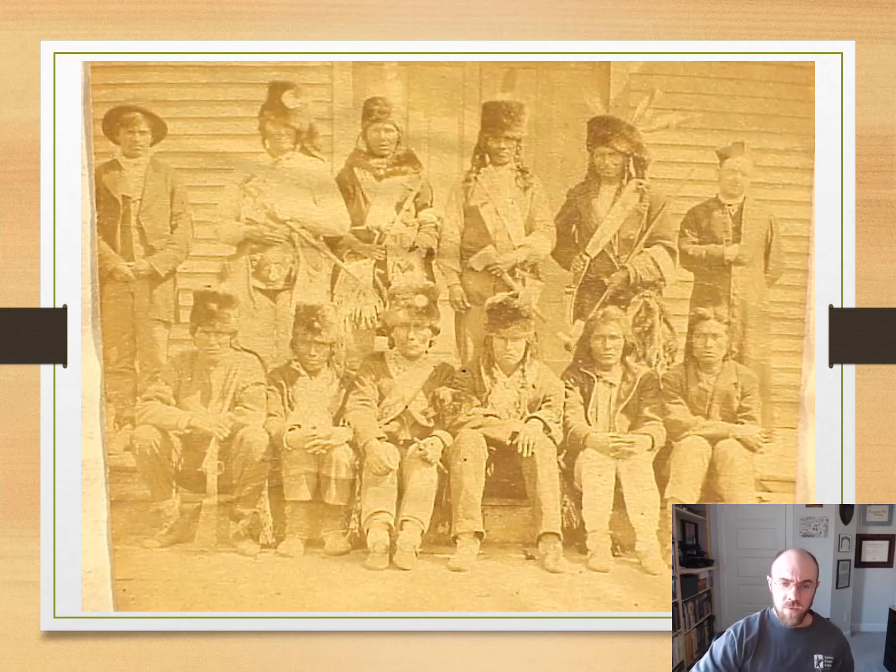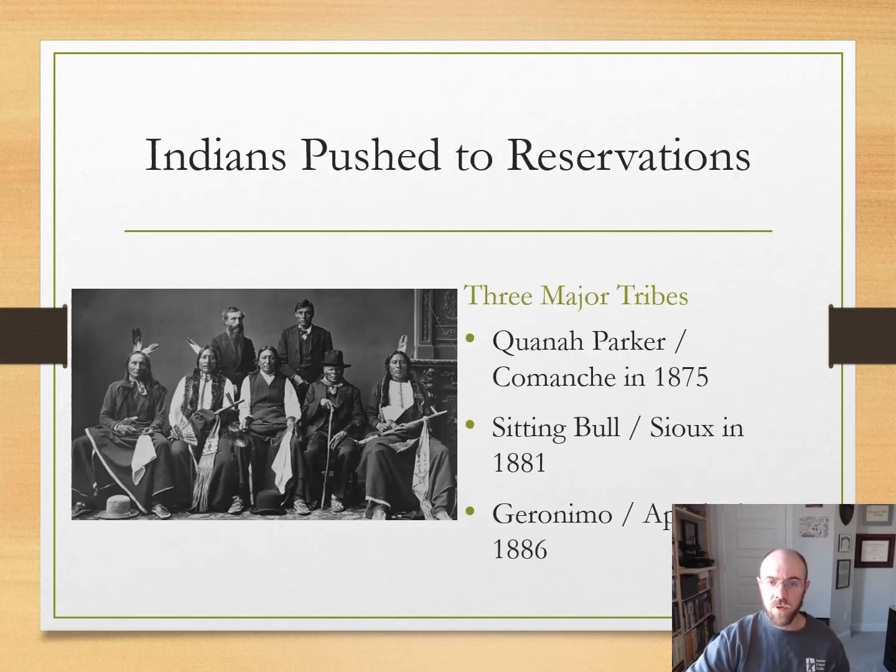So slowly you have the surrender of these different groups. So Indians pushed on to the reservation. So Quanah Parker and the Comanche, 1875, Sitting Bull and the Sioux in 1881, and Geronimo and the Apache, 1886. These are the years that the last major resistance was mounted for each of the various tribes and nations.